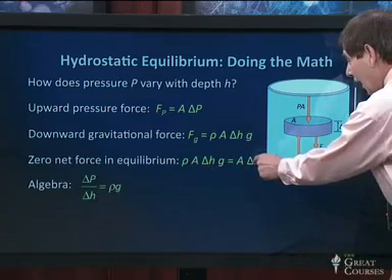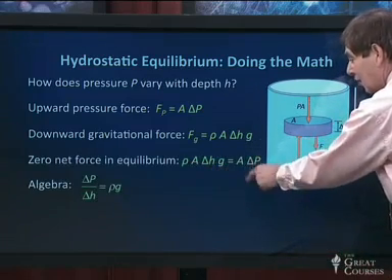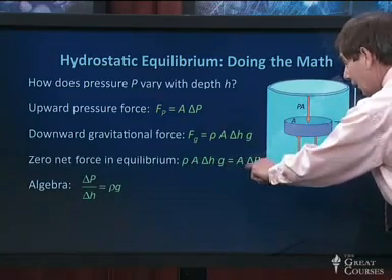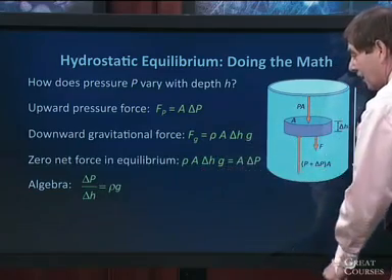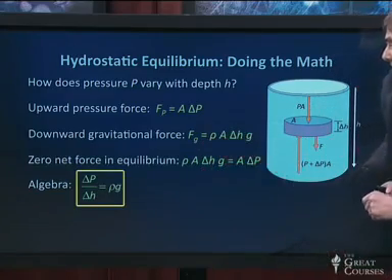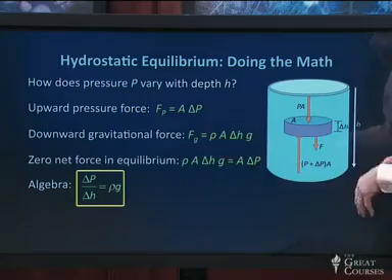So I've equated them here, and we can do a little bit of algebra on that. I'm going to divide the delta P by the delta H, and put the A and everything else on the other side. There's an A on both sides, so the A cancels. And I end up with delta P over delta H is rho, the density, times g, the strength of gravity. In liquids, where rho is constant, the pressure increases uniformly with depth.